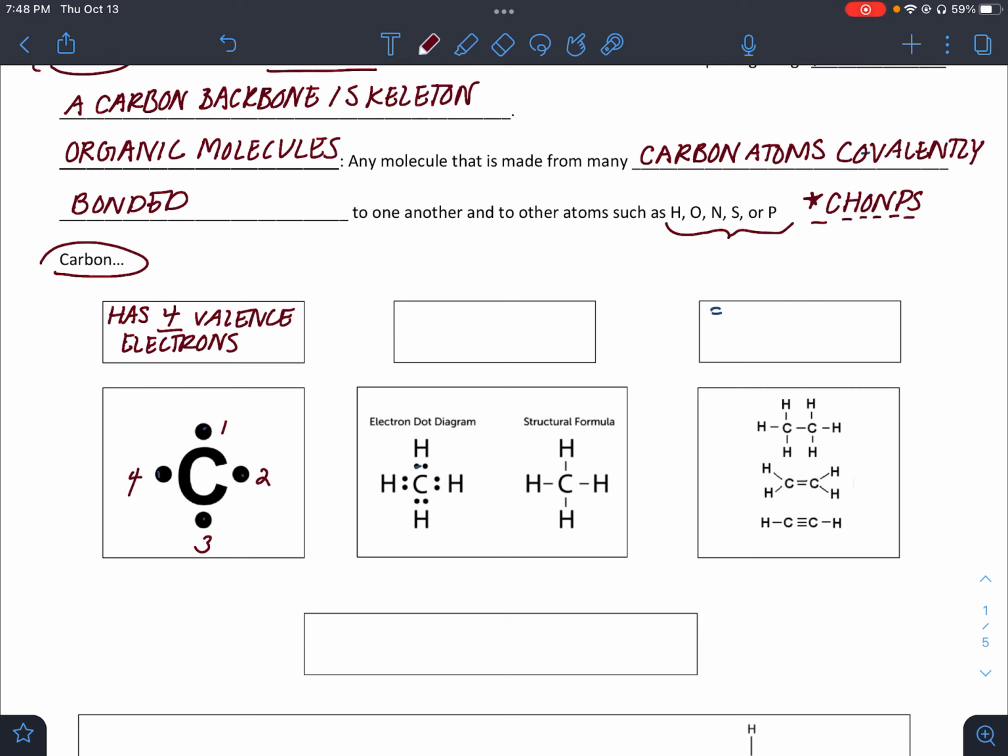Okay, now we know that atoms to become stable are trying to fill their valence shell. So for carbon to fill its valence shell, it has to be able to form four bonds. Those bonds can be with other carbons, with hydrogen, with oxygen, any of those atoms that we talked about here. So it can form four bonds. And again, those bonds are covalent bonds.